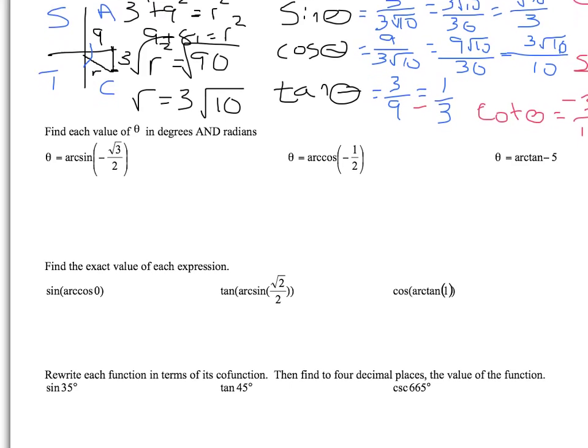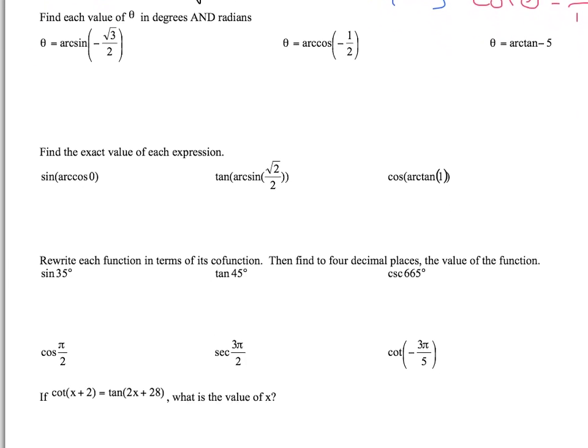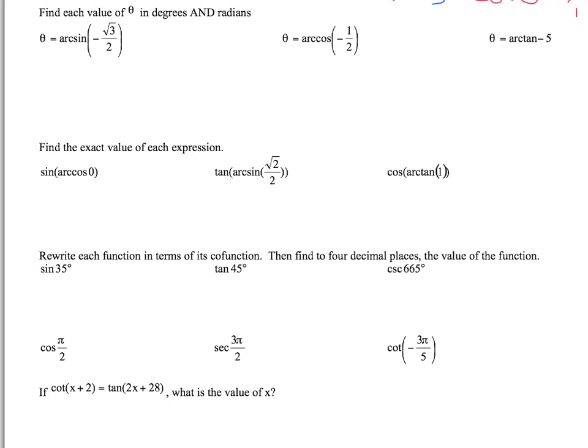Alright, the next piece of this was with the inverse trig functions. We had arcsine, arccos, and arctan. And the way you type those in your calculator is second sine, negative radical 3 over 2, second cos, negative a half, or second tan, negative 5. Okay. I want the value in both degrees and radians.